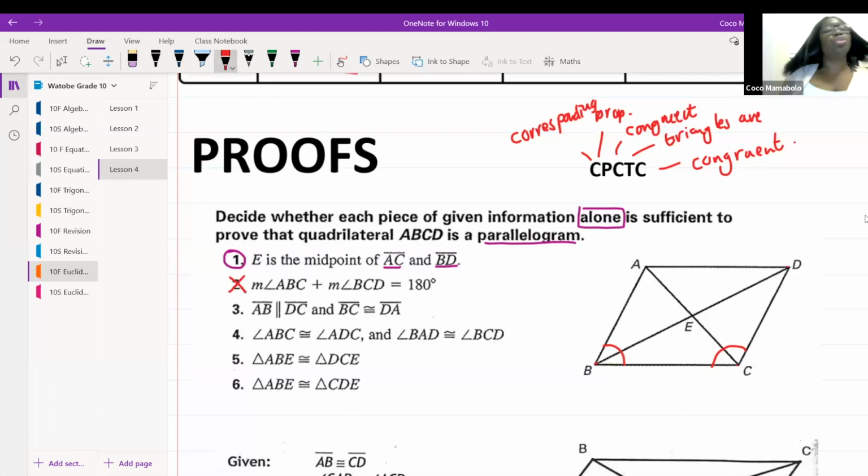No. Now, don't get me wrong, guys. It's very true that the angles here will add up to 180. But does it mean that that's the only thing we need in order to prove that this thing is a parallelogram? No, it's not enough evidence. It's not enough evidence to tell us that this is a parallelogram.